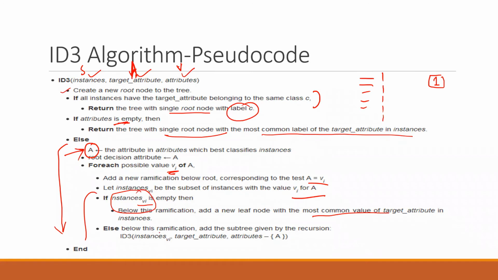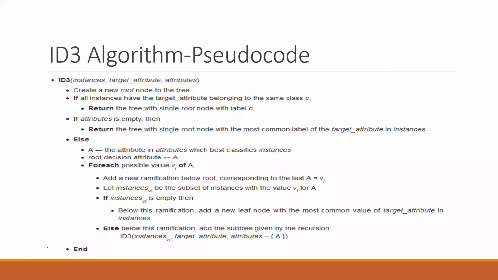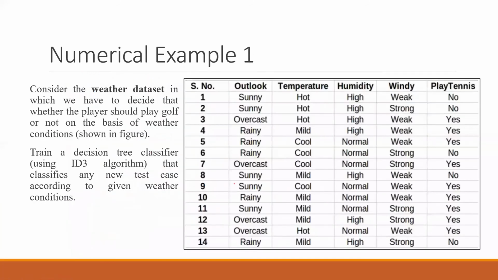Else, below this ramification add a subtree. You will have to add a subtree. Again, you will have to call the same algorithm in a recursion manner, and based on that the subtree will be added, so that kind of split will continue to happen. So let's see this by an example. This will make many things clear. The algorithm will be very clear after this.